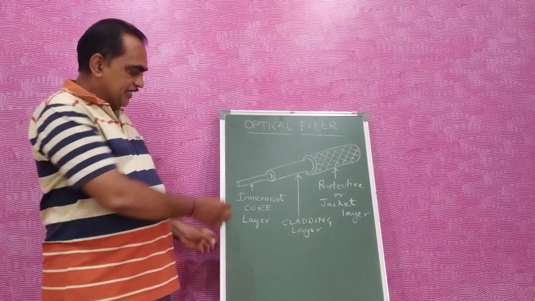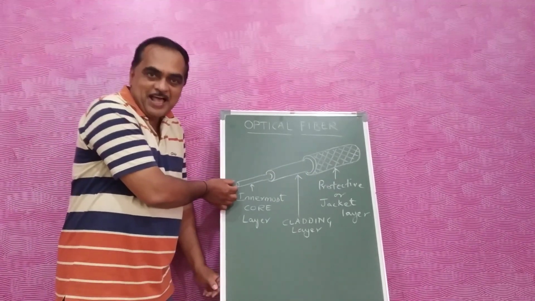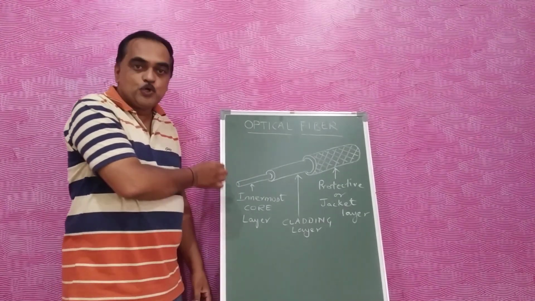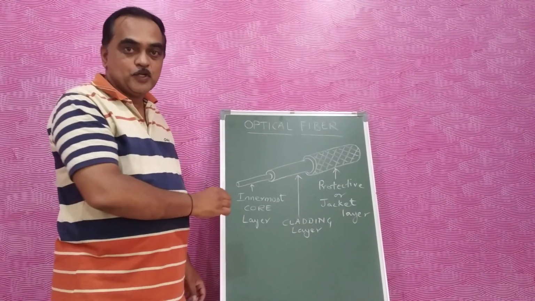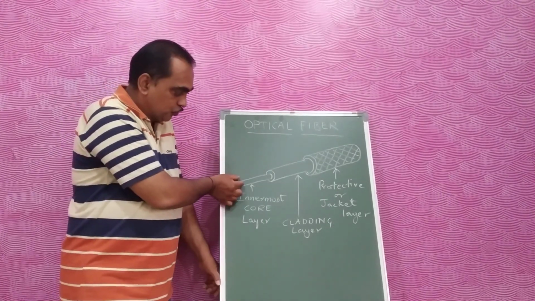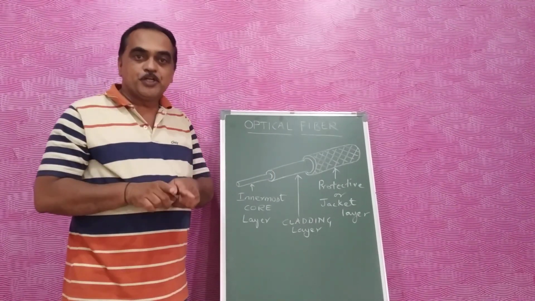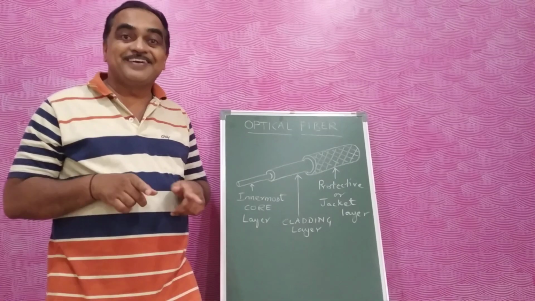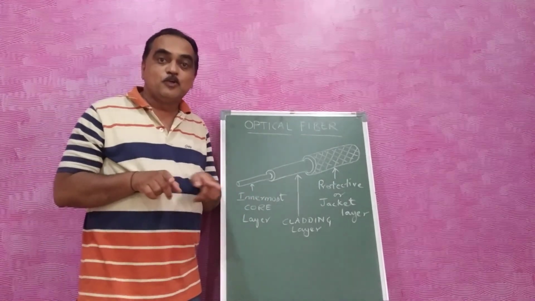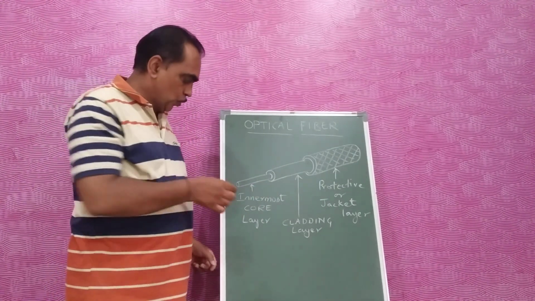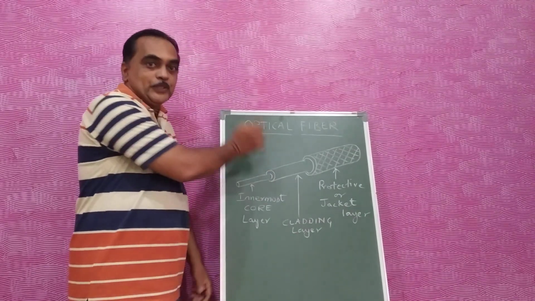Now, the innermost core layer: the light which is going to pass through this optical fiber will pass only through this core layer. It should not come out and interact with the cladding layer. It should not come out and get lost in the cladding layer. It should go in the core layer only.